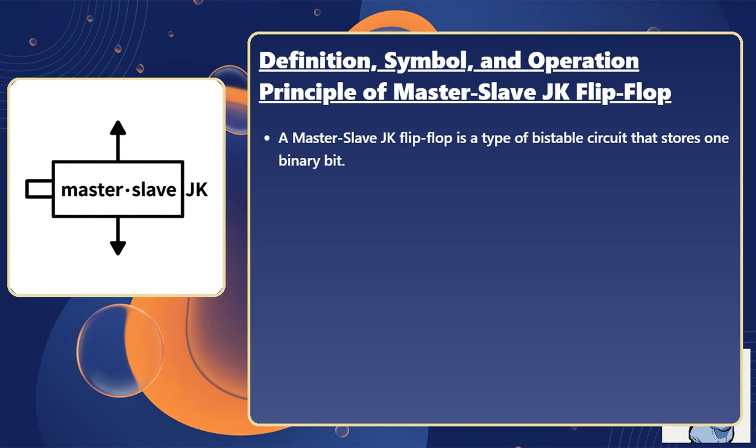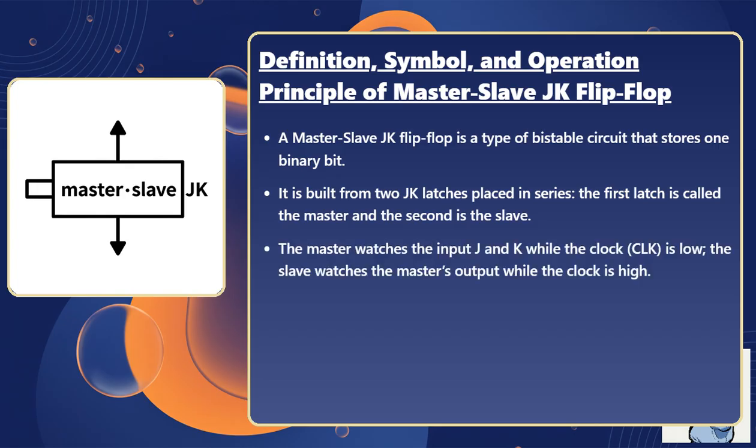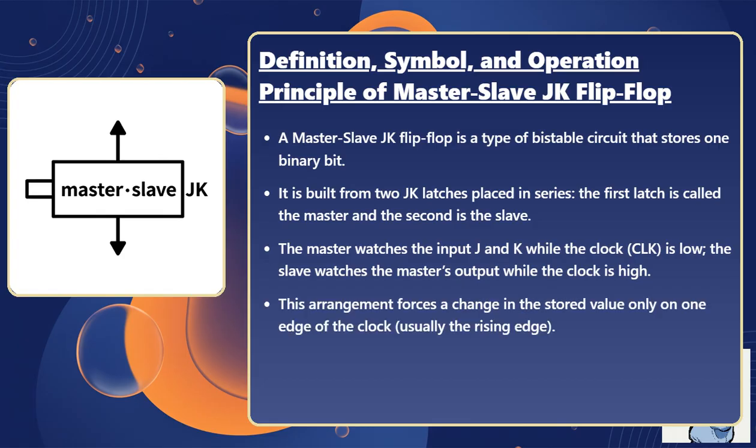A master-slave JK flip-flop is a type of bistable circuit that stores one binary bit. It is built from two JK latches placed in series. The first latch is called the master and the second is the slave. The master watches the input J and K while the clock CLK is low. The slave watches the master's output while the clock is high. This arrangement forces a change in the stored value only on one edge of the clock, usually the rising edge.